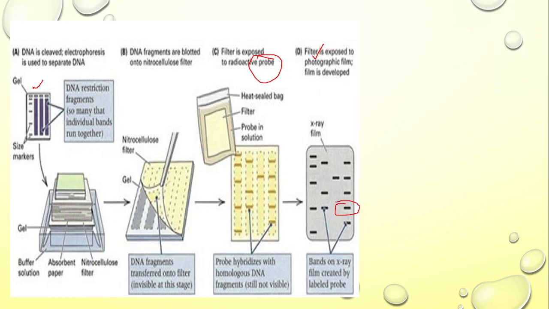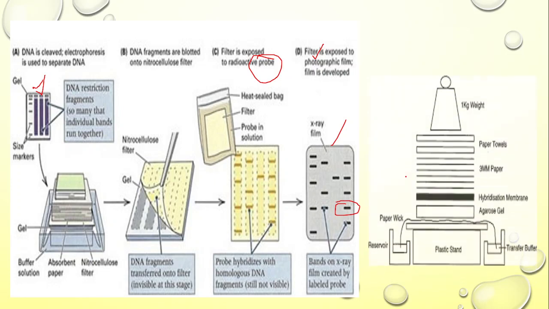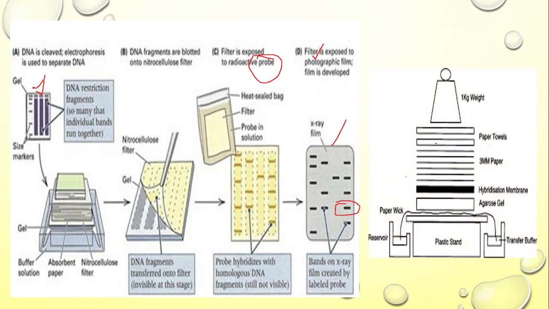So the bands represent the hybridization of the radioactively labeled probe and the desired DNA which is present on the agarose gel. Now you compare this autoradiogram with the original gel, and you can identify your recombinant, the desired gene. Now, this diagram shows you the elaborated version of how the blotting actually occurs.